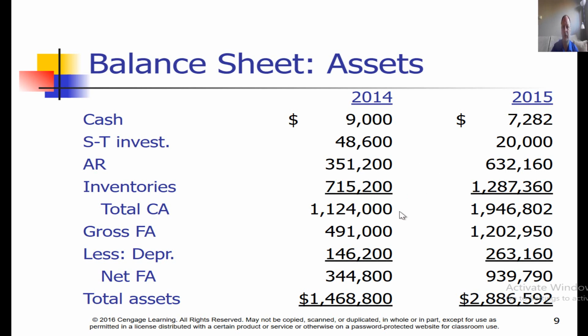Total current assets, therefore, went up drastically since the company needs more assets to operate as an expanded company. Gross fixed assets also went up drastically, factory, plant, and equipment, as they expanded to produce more stuff, and the depreciation of those fixed assets went up, so net fixed assets has increased drastically, and total assets has increased drastically.